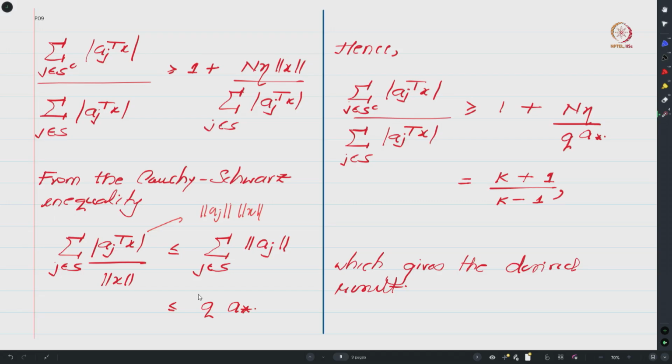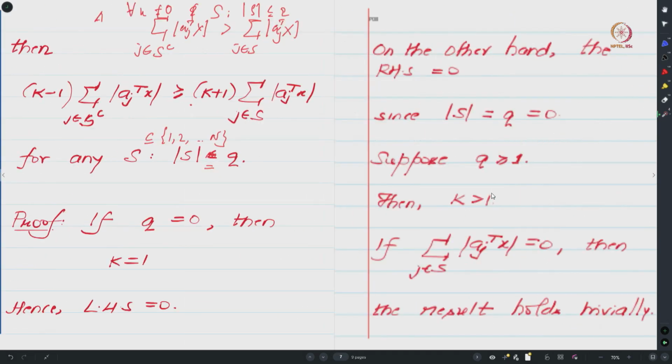So from this calculation, one can show that this whole expression is greater than 1 plus n eta, which comes from here, and we have shown that this expression is less than q A star, and hence one can conclude that this expression over here is greater than 1 plus n eta by q A star, right. And from the definition of k, one can immediately see that this expression equals k plus 1 over k minus 1, and since this expression is greater than k plus 1 over k minus 1, one can see that the desired result holds.